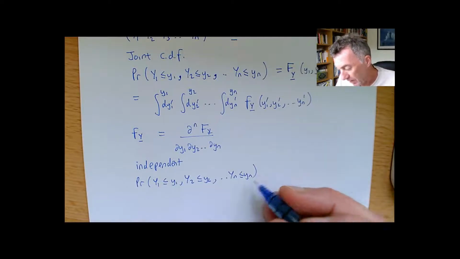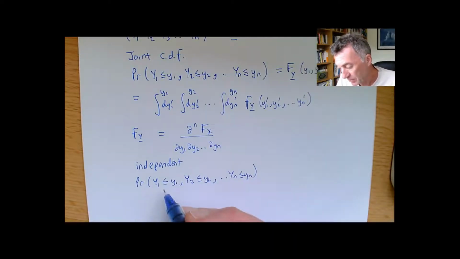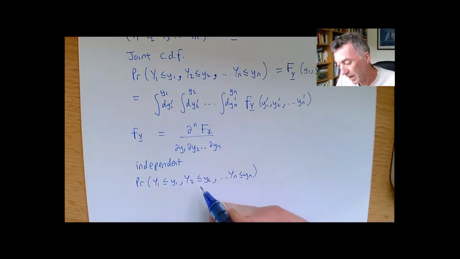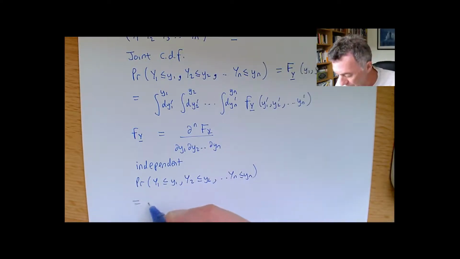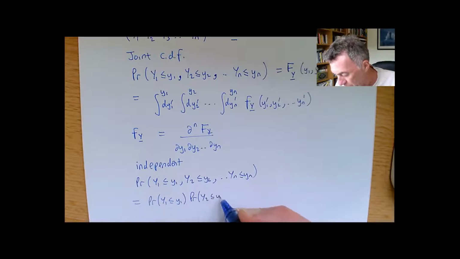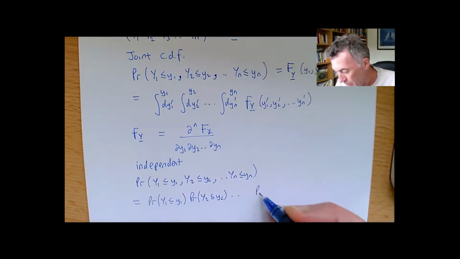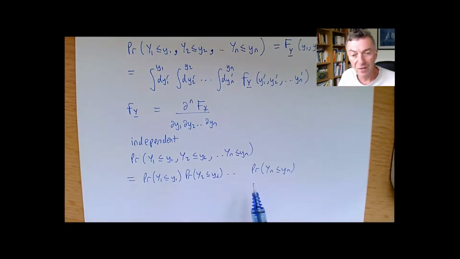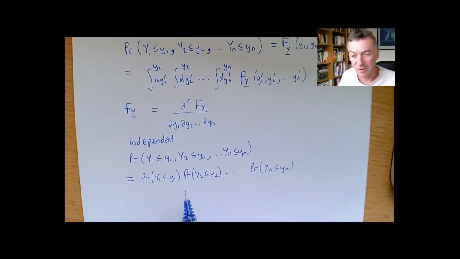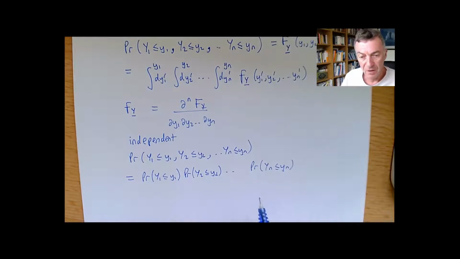Is basically can be factored. This is what we mean by independence, that the probability of A and B is just the probability of A times the probability of B. So this can be written as the probability that Y1 is less than y1, times the probability that Y2 is less than y2, up to the probability that Yn is less than yn. So if it's independent, the joint distribution just factors. And that's very nice when you're doing statistical models. It makes life very easy for lots of things.